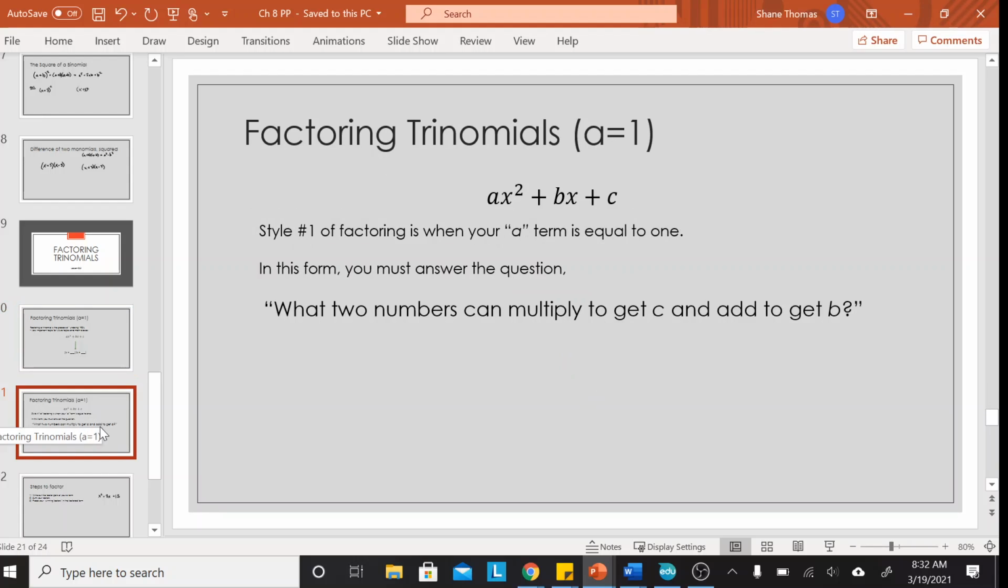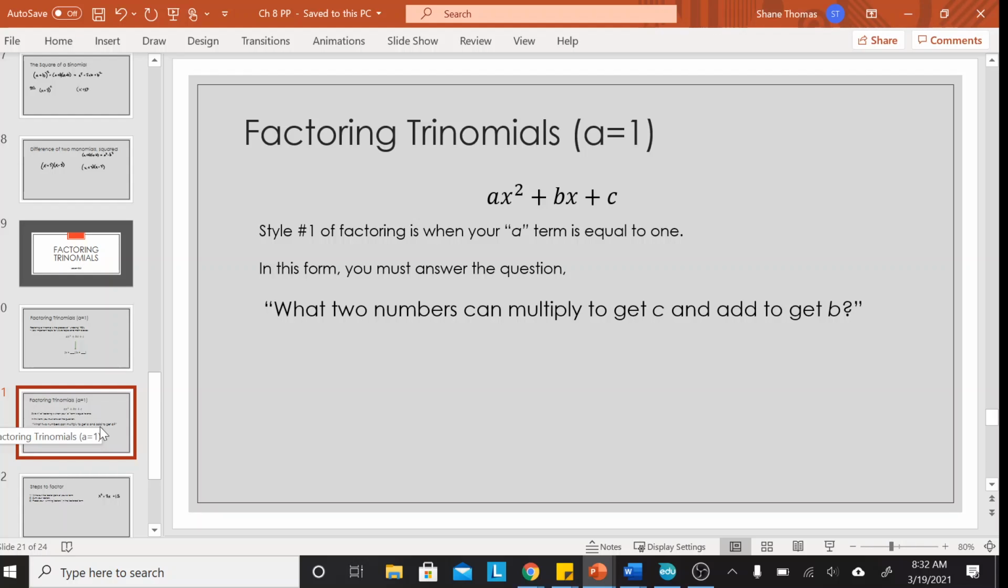Like I said, this is style 1 of factoring, maybe style 2 if you want to count factoring out the GCF. In this form, you want to answer the question, what 2 numbers can multiply to get c and add to get b? I would make sure I write down this phrase: what 2 numbers can I multiply to get c and add to get b? I'm going to show you how to do it step by step. Most of you will probably get pretty good at these and won't even have to write down the steps. If you can answer this question, then you're in good shape.